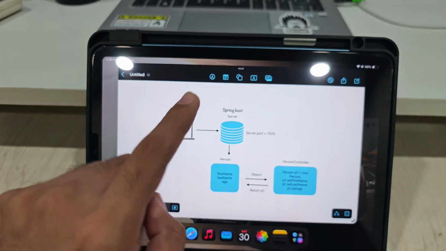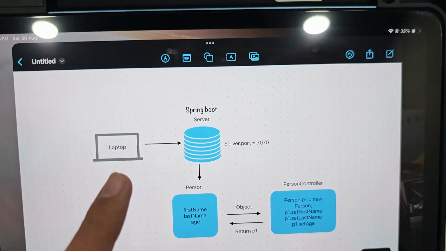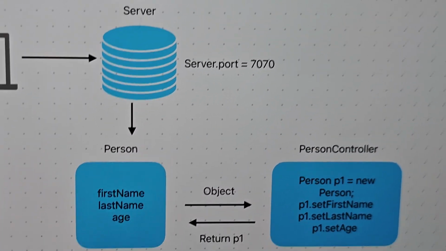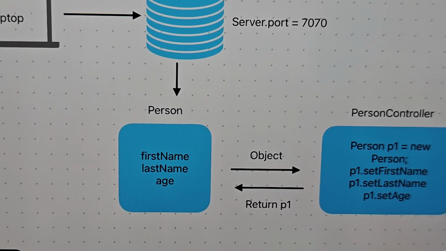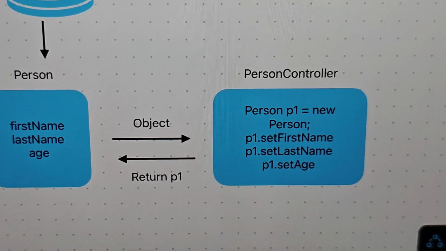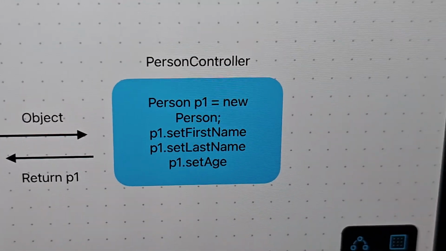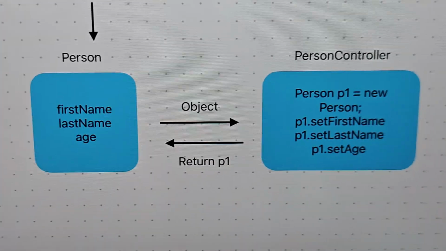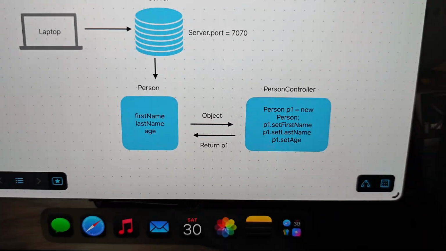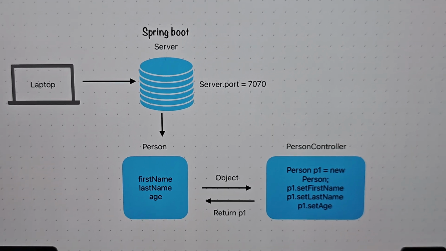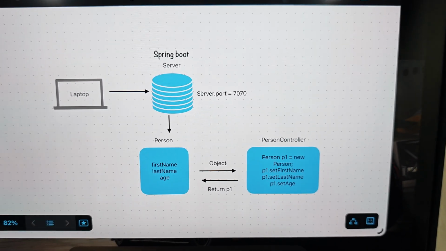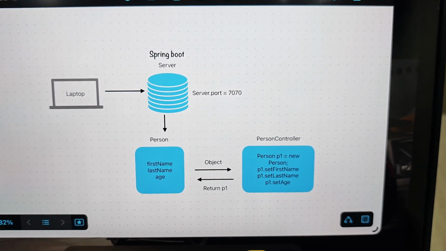So this is the plan, guys. From our laptop we'll be using the Spring Boot server on the port 7070, having two files, Person.java and PersonController.java. Under Person we'll be having first name, last name and age, and in PersonController we'll be accessing the person using object p1, and we'll set the first name, last name and age, and we will return the object. So at the end we will get the person's first name, last name and age. So this is the motto or the plan we have to complete.